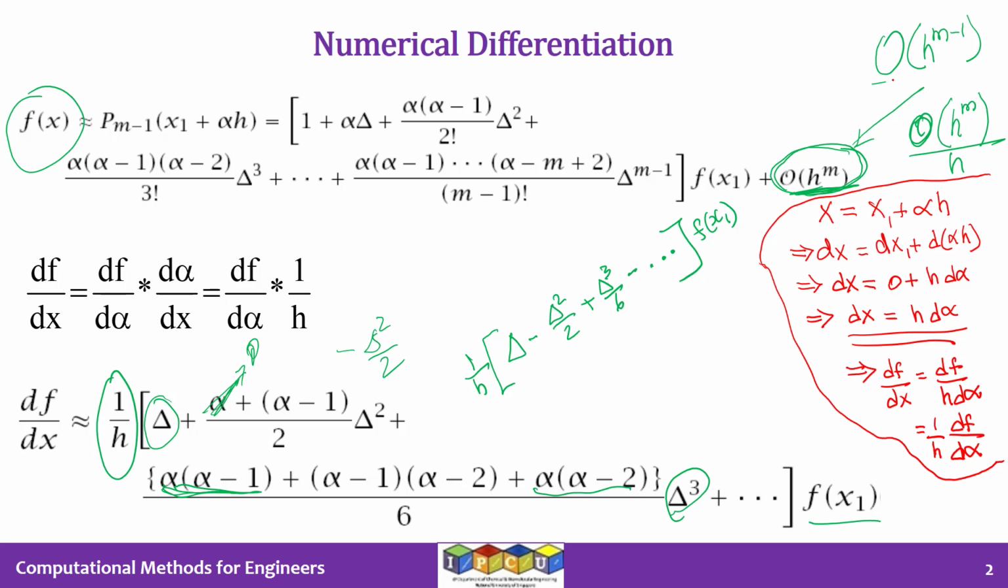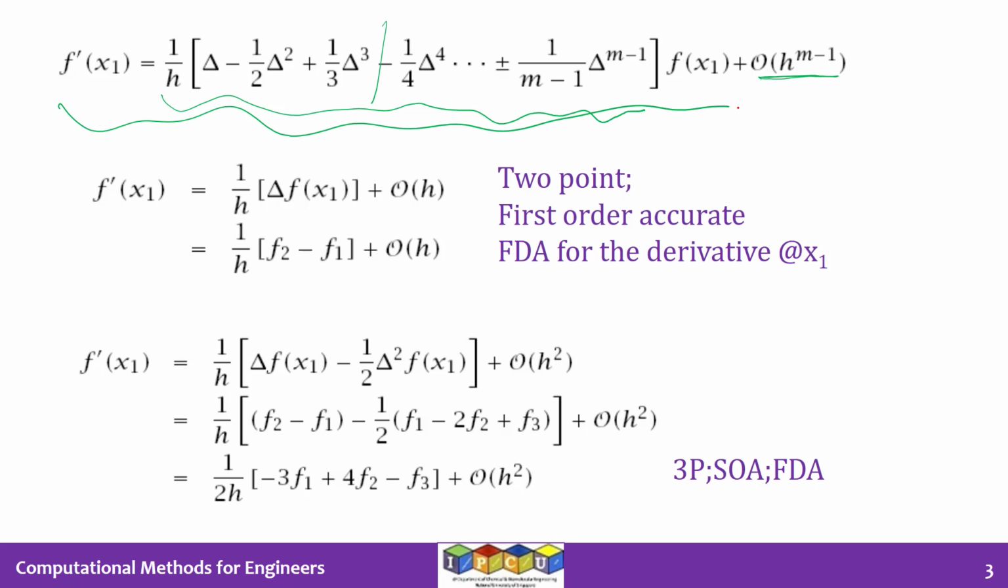This is going to be the error in calculating the derivative. And note that order of h to the power of m minus 1 is a larger error than an error of the order of h to the power of m. So this should make sense to us.